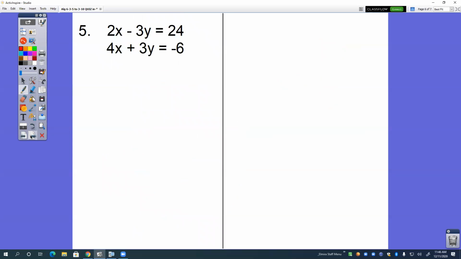Take a look at question number 5. Now, this one, when you take a look at it, you have opposites with our y's. When you have opposites like that, you want to use the elimination method. The elimination method says the first thing that you want to do is add those two equations going down, because when you add going down, these y's will cancel out. Go ahead and find both x and y, please.